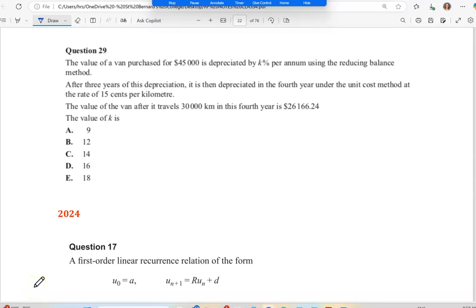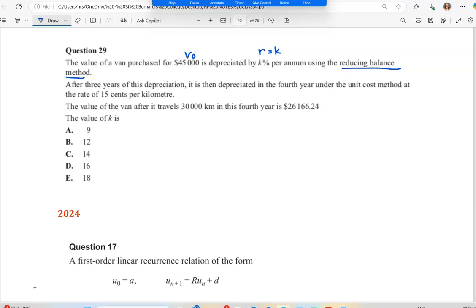Okay, so with this one, it says the value of a van purchased for $45,000, so you know that's V0, is depreciated by K% per annum using the reducing balance method. So you'll know that you're in reducing balance method, and they've called it K per annum. So we know in our formulas that's little r. So little r is what they're asking for, K.